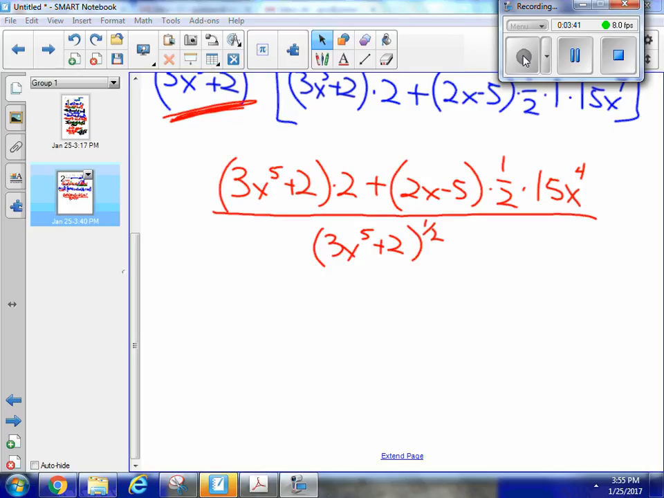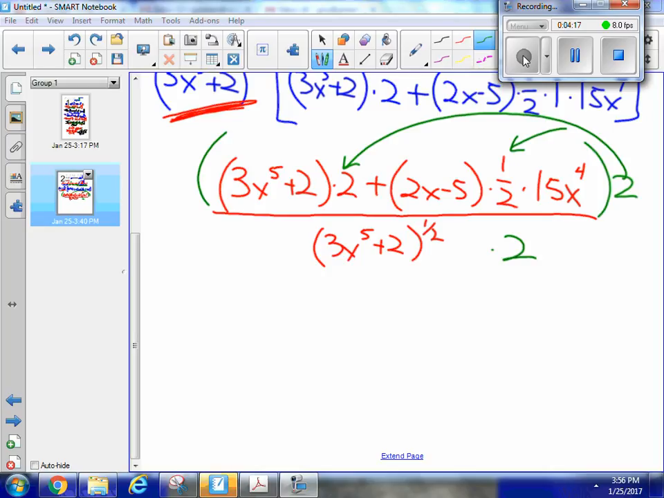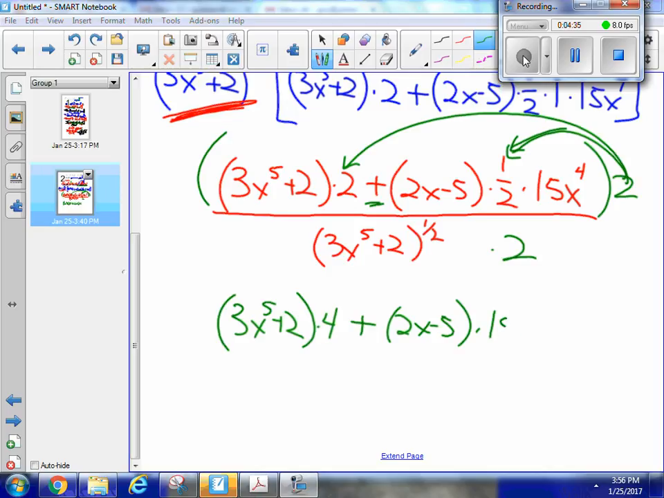So I'm getting a little bit happier, except that I notice I have a 3-layer fraction, because I have this 1/2 right there on the top layer, and I'm never allowed to have 3-layer fractions. So if I want to get rid of a 1/2, I could multiply this entire numerator by 2, as long as I also multiply the denominator by 2. I'm multiplying by 2 over 2 on the whole fraction here. So this 2 gets applied to this 2 here, and now I have 3x to the fifth plus 2 times 4, plus 2x minus 5. Now this 2 times the 1/2 makes it 1, so that just becomes times 15x to the fourth. And now my denominator is 2 times 3x to the fifth plus 2 to the 1/2.